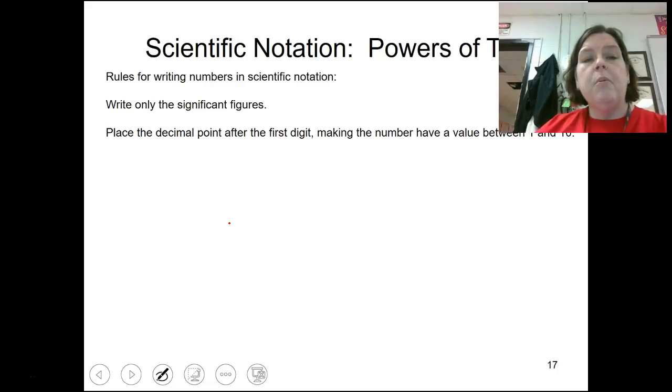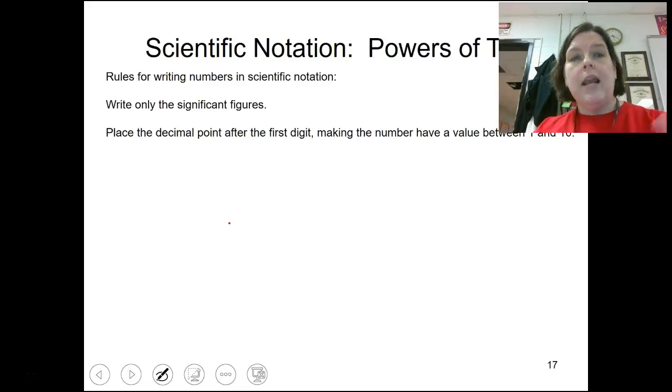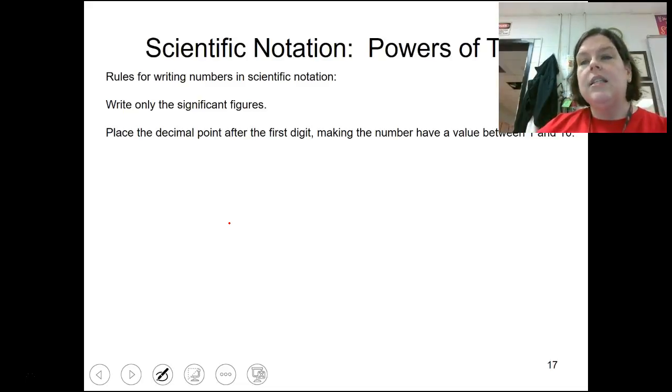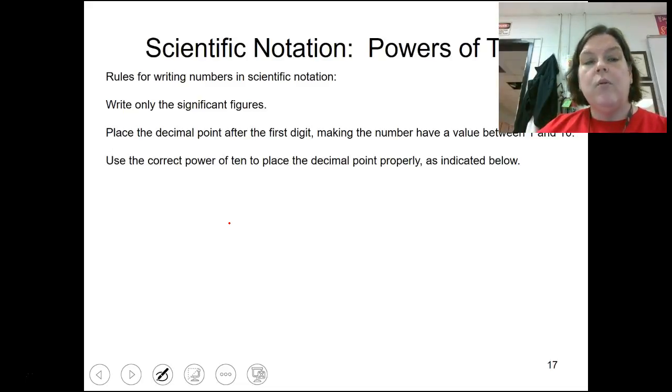We place the decimal point after the first digit because we want to make a number that has a value between 1 and 10, but we don't want 10. We want 9.99. So basically something that is greater than or equal to 1 and less than 10 is the number that we want to end up with in scientific notation. Then we use the correct power of 10 to place the decimal properly as indicated.